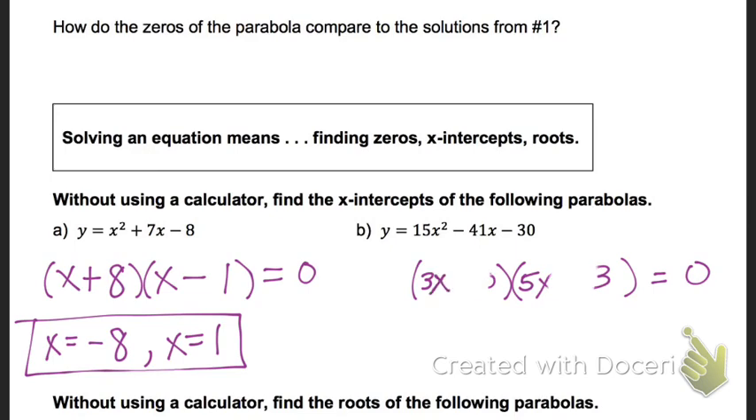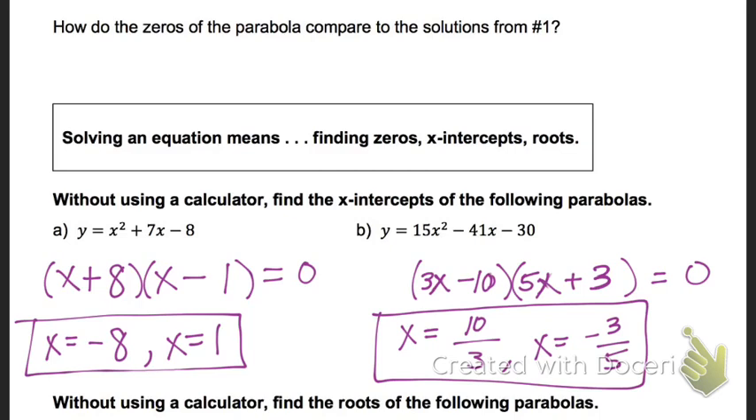Oh, wait, I forgot it was negative. So then my solutions would be what? 10 over 3. Good. So when you have a negative on the top and a negative on the bottom, like a fraction, it is positive. Okay.